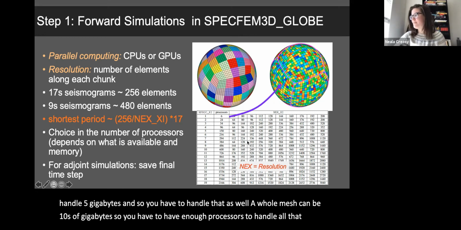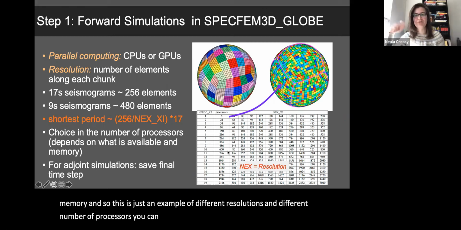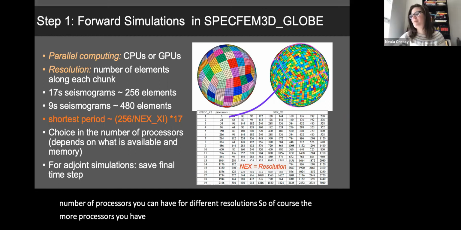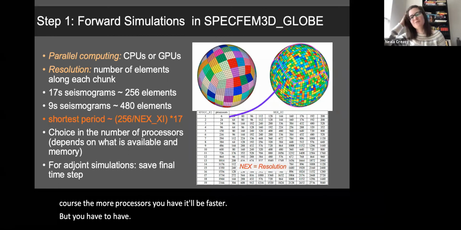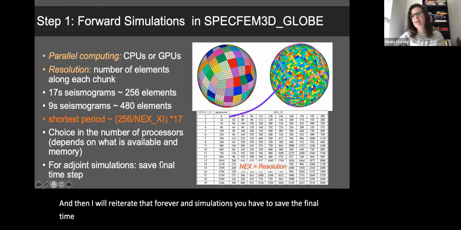And this is just an example of different resolutions and different numbers of processors you can have for different resolutions. Of course, the more processors you have, the faster it will be, but you have to have access to all those processors as well. But I will reiterate that for adjoint simulations, you have to save the final time step if you want to do that. But this is just the approach for the forward simulations.